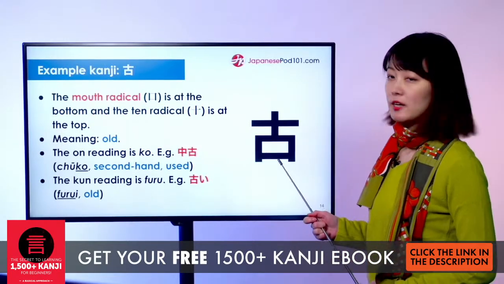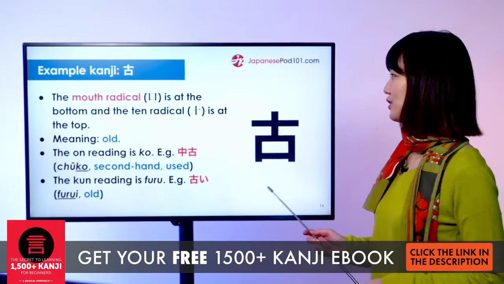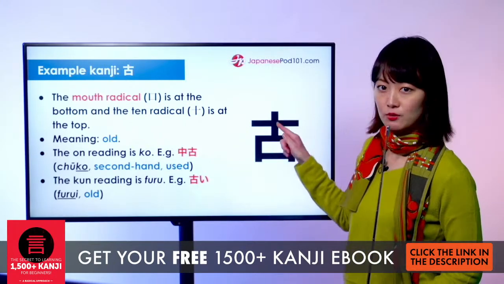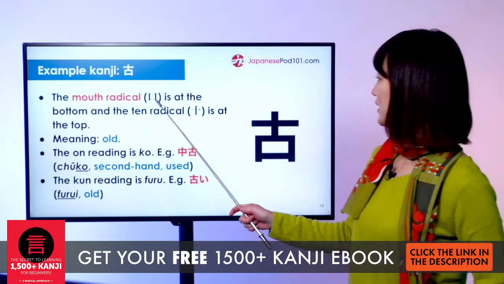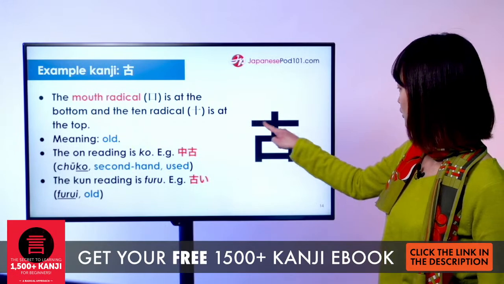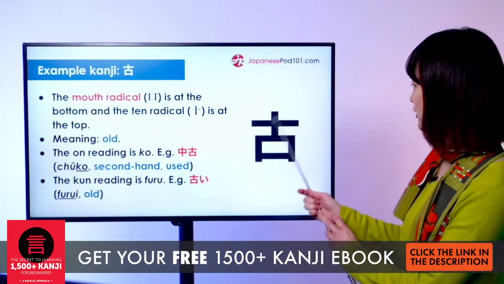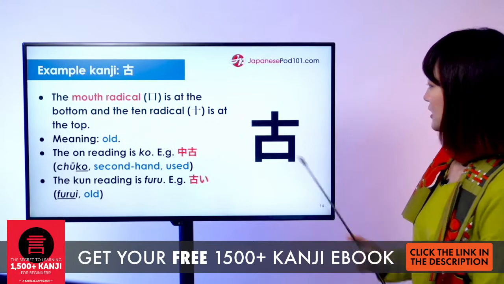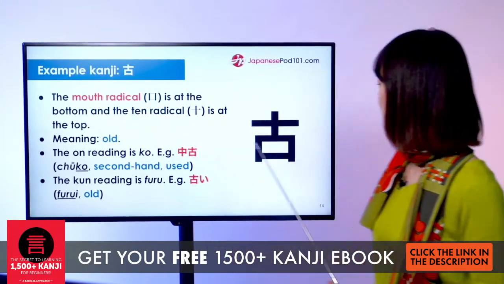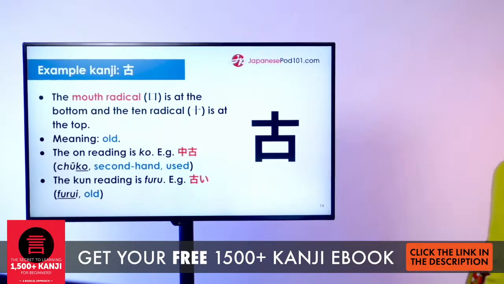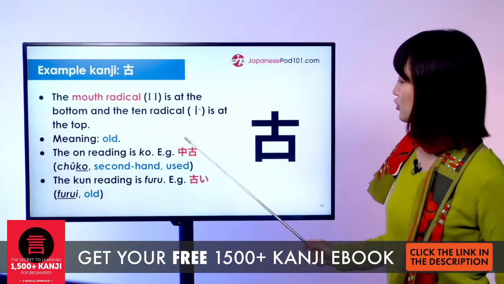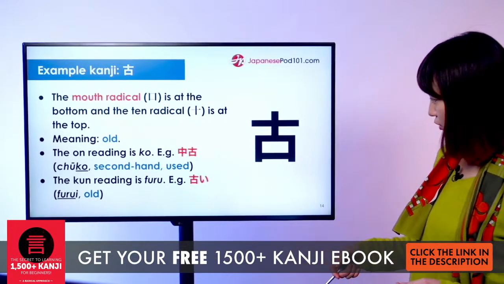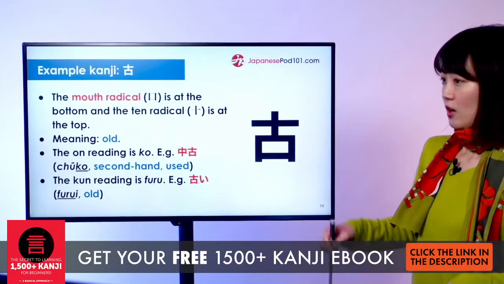First, this one. Maybe some of you might remember if you watched the past live stream when we focused on the 十 radical. So in this kanji, the mouse radical is at the bottom and the 十 radical is at the top. 書き順的には the stroke order is 1, 2, 3, 4, 5 ですね、5 strokes. And the meaning of this kanji is old. The on reading is ko, as in 中古, meaning second hand or used. And the kun reading is furu, as in 古い, meaning old.